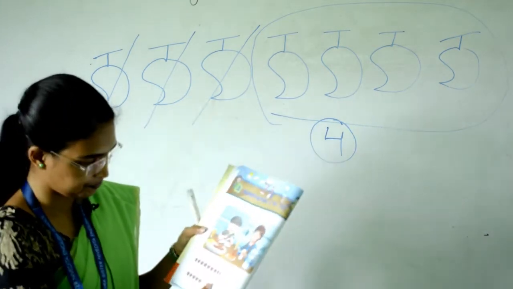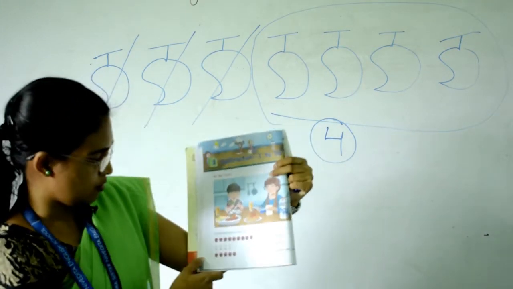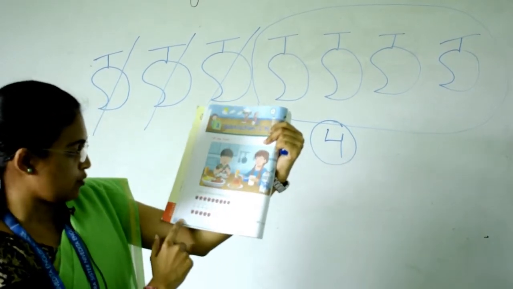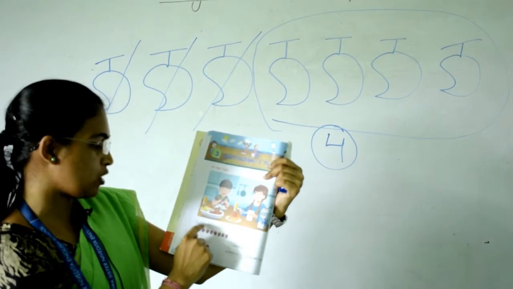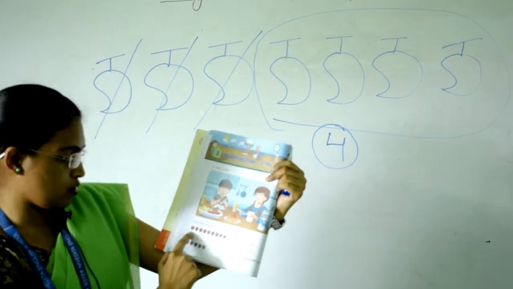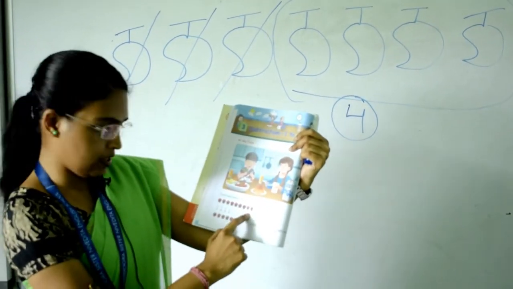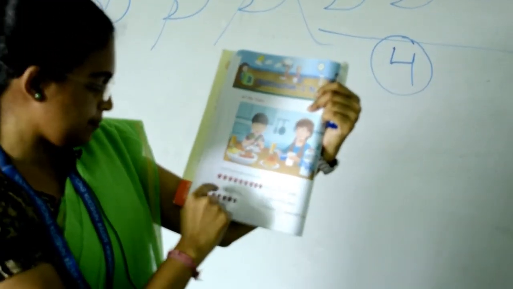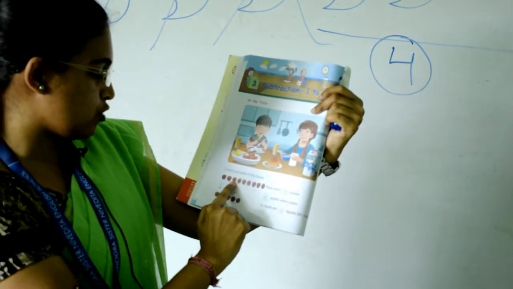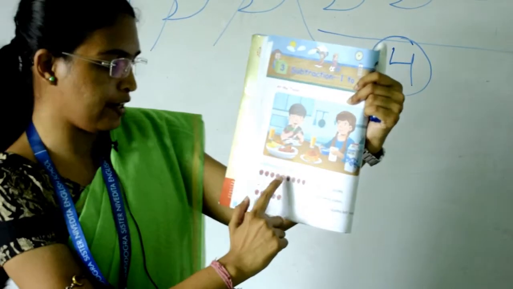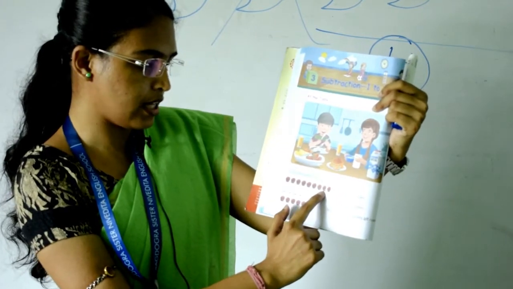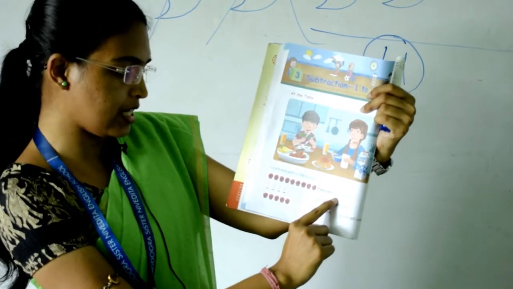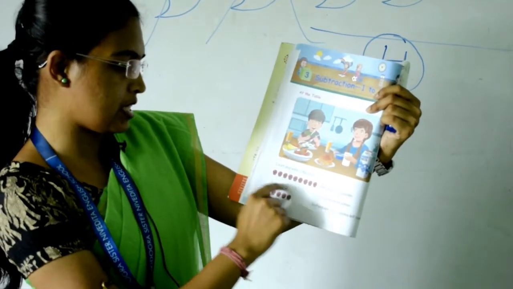Look here. In page number 22, what do we have to do here? Count and write in the boxes. So can you see these apples? Yes. Okay, let's count how many apples we have here. 1, 2, 3, 4, 5, 6, 7, 8, 9. So write here 9 apples. Write 9. Good.